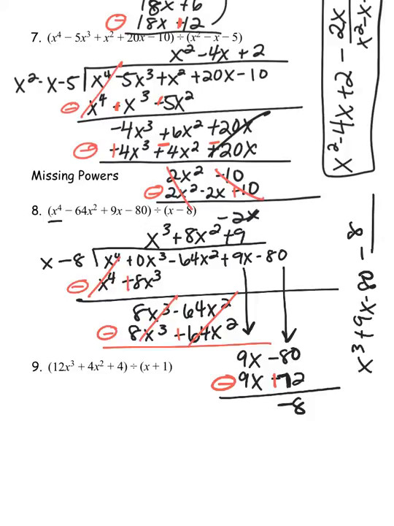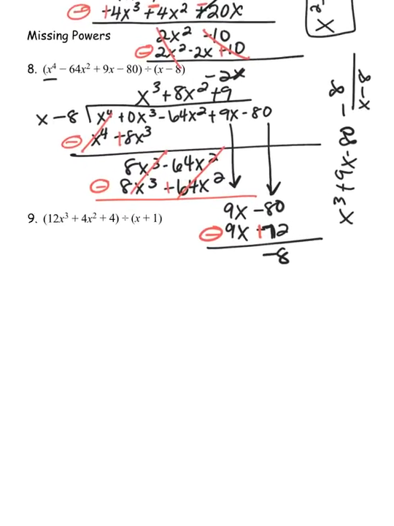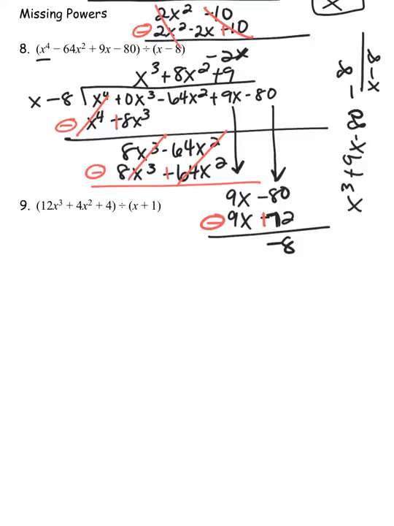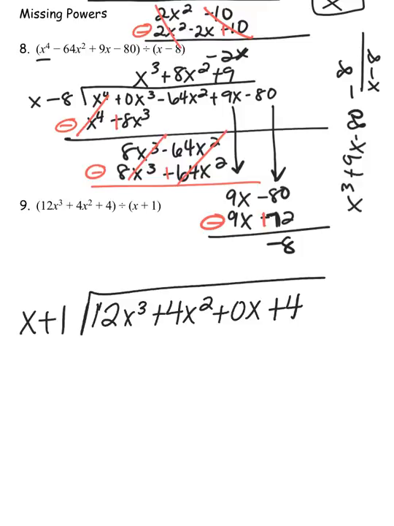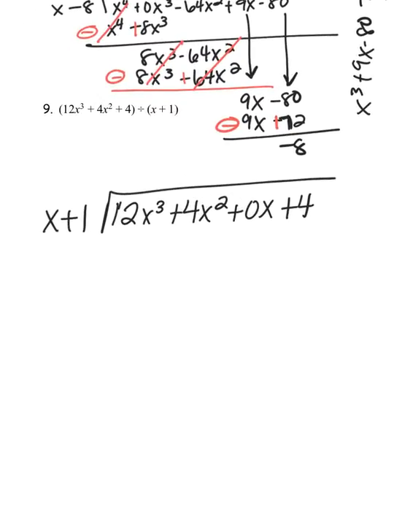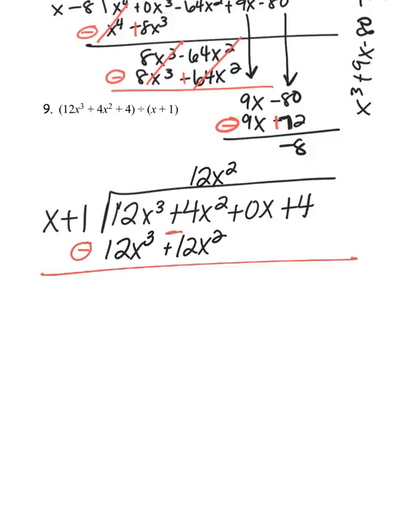Okay? Let's do another missing power one. So 12x cubed plus 4x squared. We're missing the x term, so plus 0x plus 4 divided by x plus 1. Okay, x goes into 12x cubed 12x squared times. So we multiply, 12x cubed plus 12x squared. Subtract, change our sign. We get negative 8x squared. And bring down our 0x.